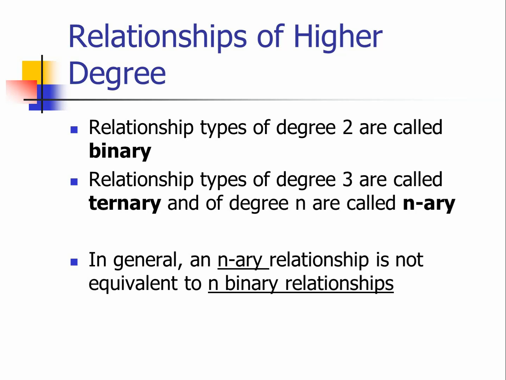However, you need to understand the meaning of higher degree relationships. In general, a ternary relationship is not equivalent to n binary relationships. This may sound a little bit different, so let me give you an example. What he's trying to say is that a ternary relationship is actually not equivalent to 3 binary relationships that are connected together. Let's take a look at some examples and you should be able to understand what I'm talking about.